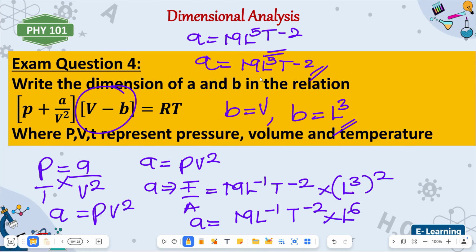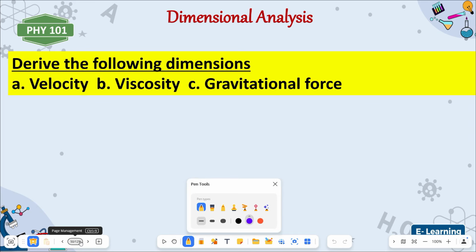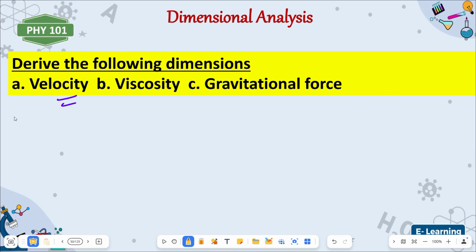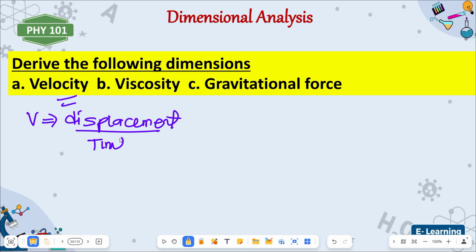So that is that for this one, all right? Let's see the next one. Derive the dimension of all of these, of which I have solved before. What is velocity? Say velocity is displacement over time. The dimension for displacement is L. Dimension for time is T. Of course, this is raised to the power of 1. If it crosses up, it becomes LT minus 1. All right? Then viscosity. We've done that one before now.